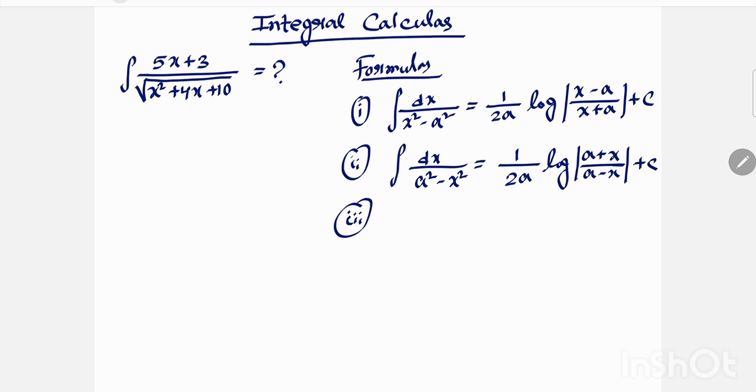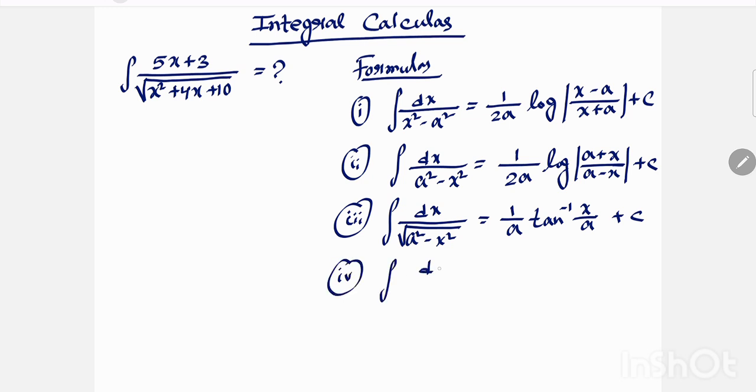And the next one is, take the root here: integration dx by root over a square minus x square. Its formula is 1 by a tan inverse x by a plus c.